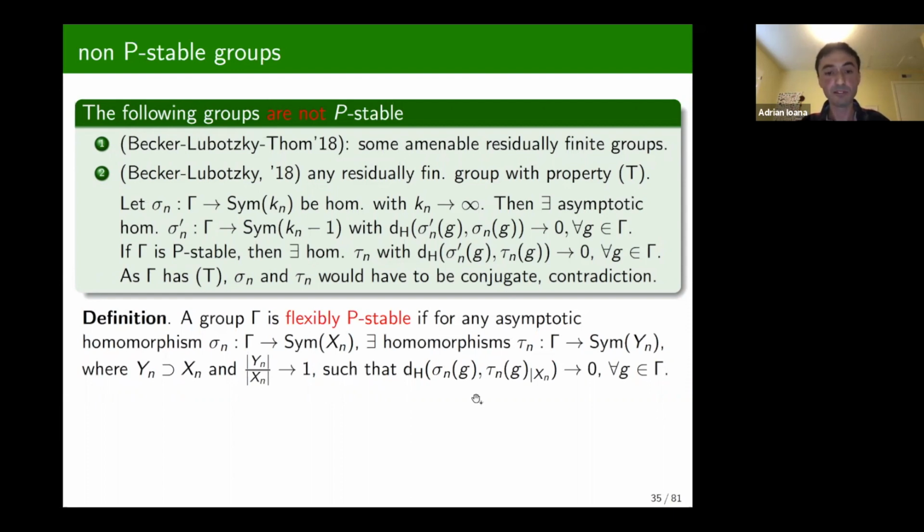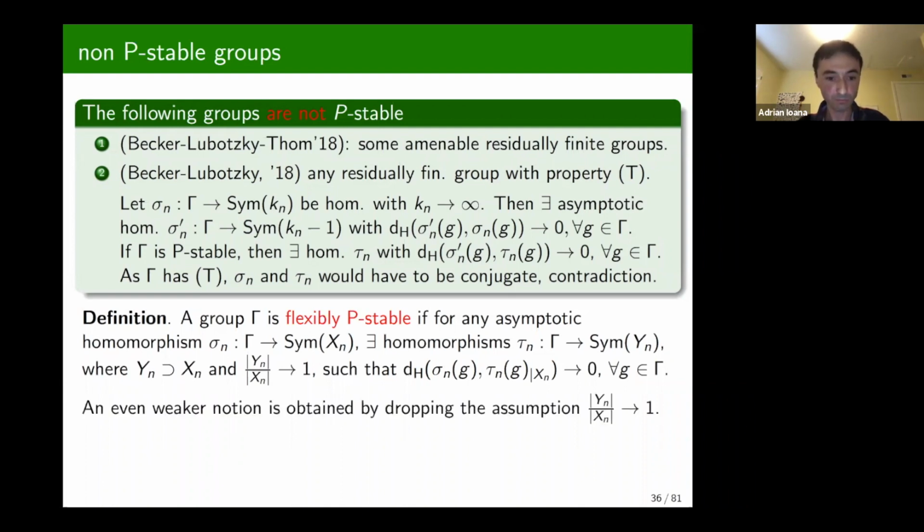Okay, so flexible p-stability says that it may not be the case that any asymptotic homomorphism is close to a homomorphism on your set, but this is true if you're willing to enlarge the set by adding a few more points, by adding a zero proportion of points asymptotically. Okay, so this is the notion of flexible p-stability.